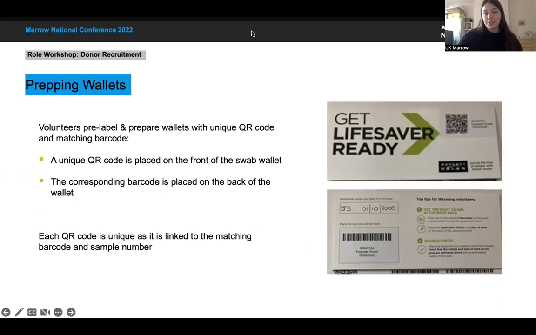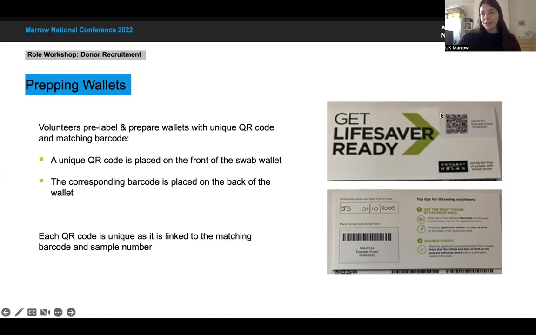The next thing you need to do is prep your wallets if they haven't been prepped already. Hopefully, if you've turned up at the event, they've already been prepped, but this is a step that also needs to be repeated throughout the event. So this is the only sort of setup step I'm going to take you through today. And the reason I mention it is because it is really imperative to making sure that our event applications match our samples. Now, the reason I say this is because our QR codes and barcodes are unique.